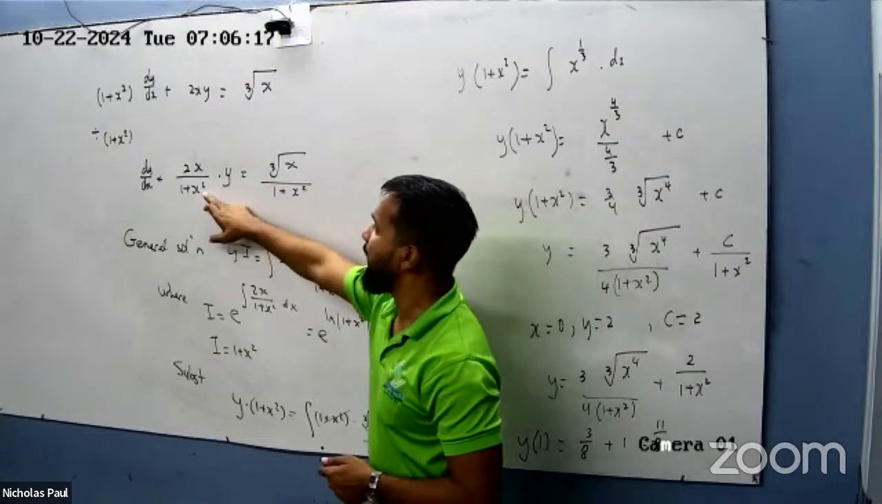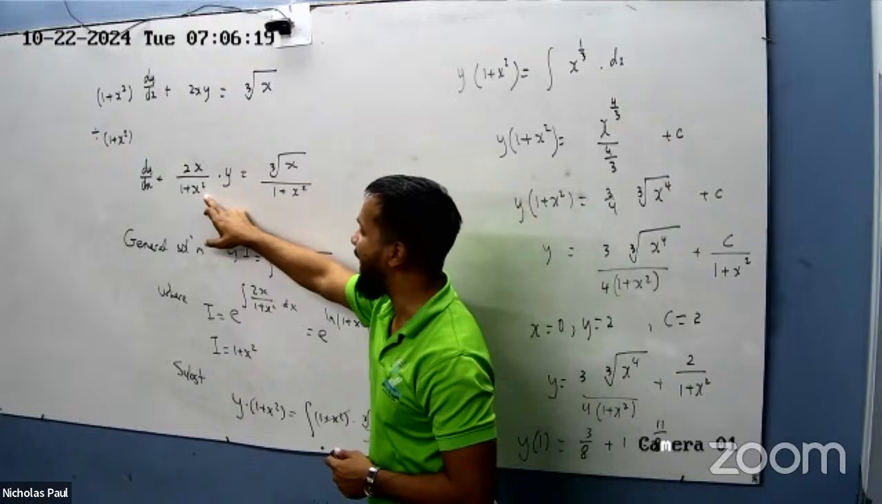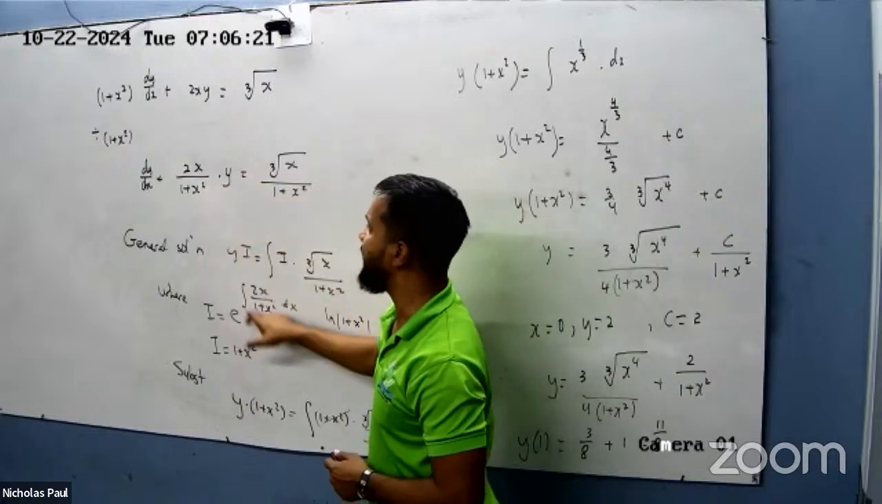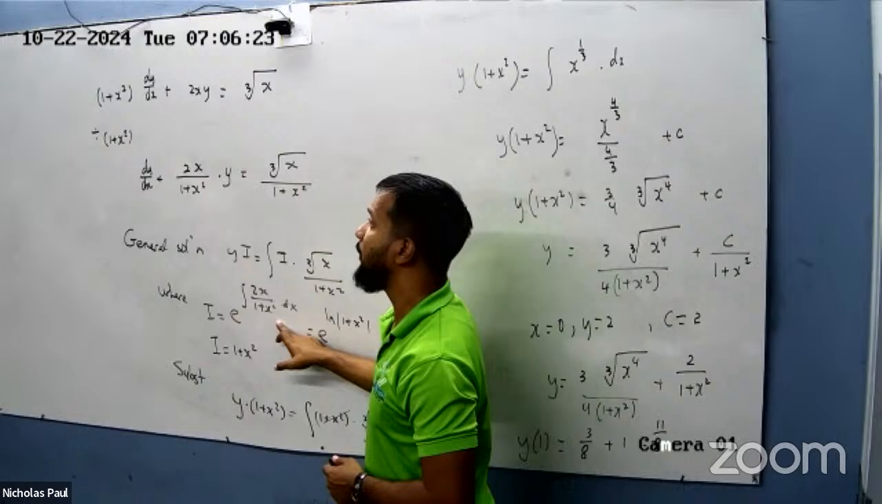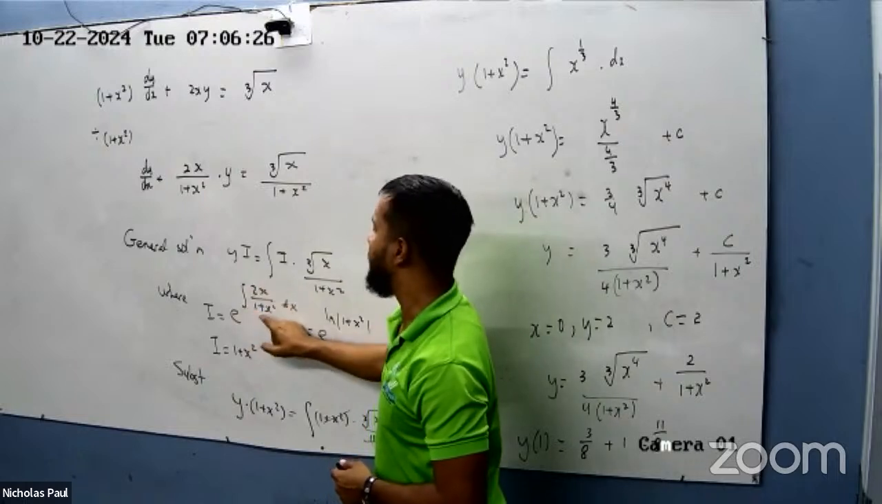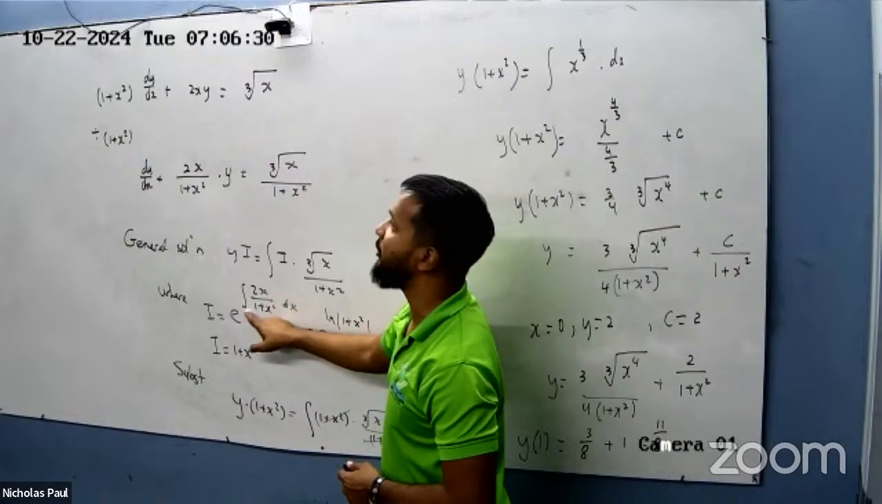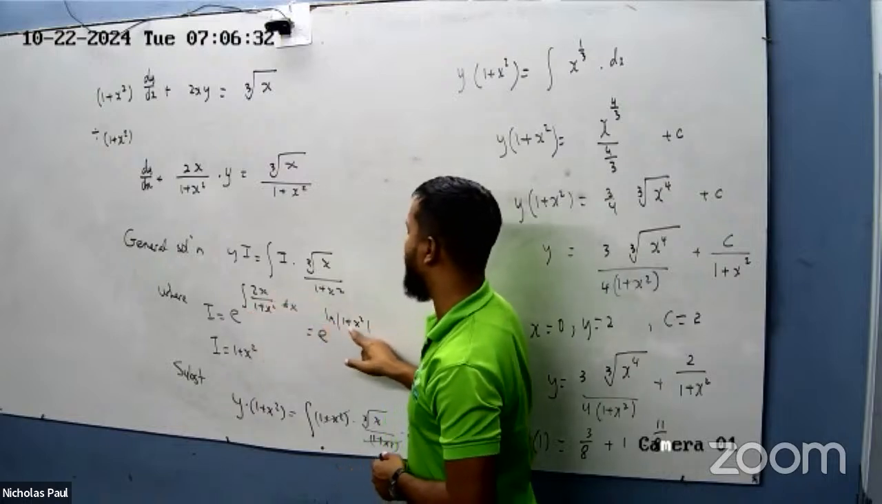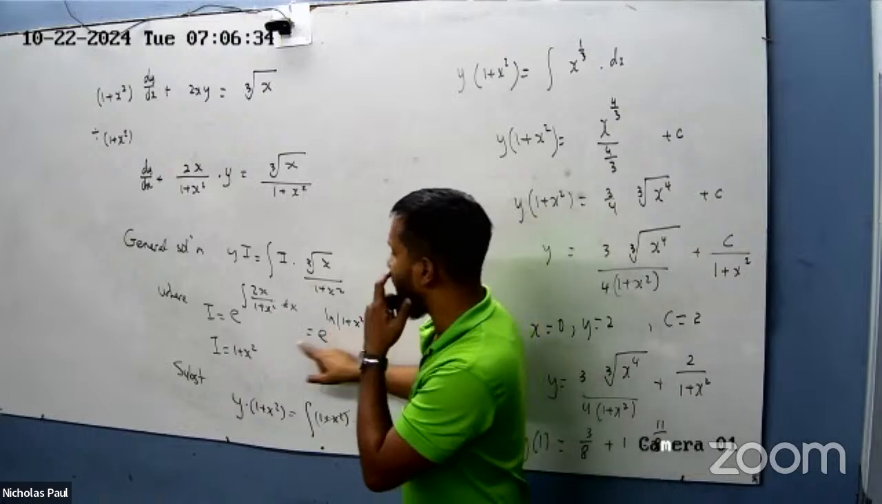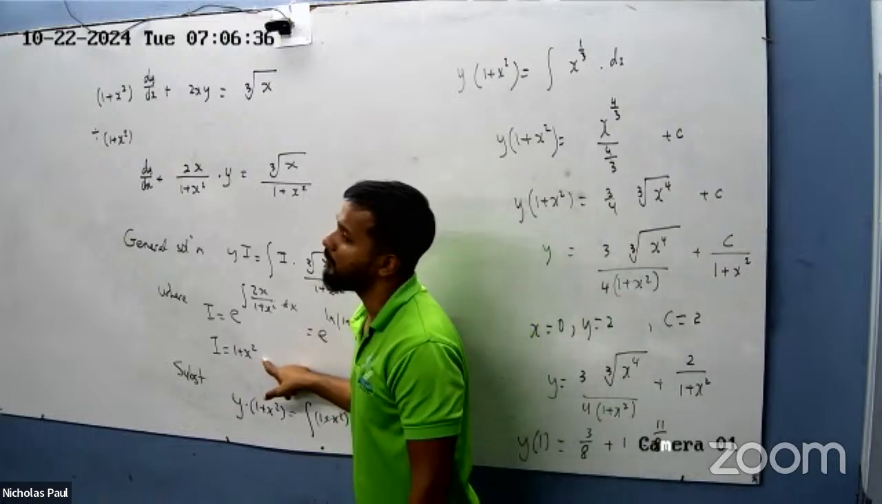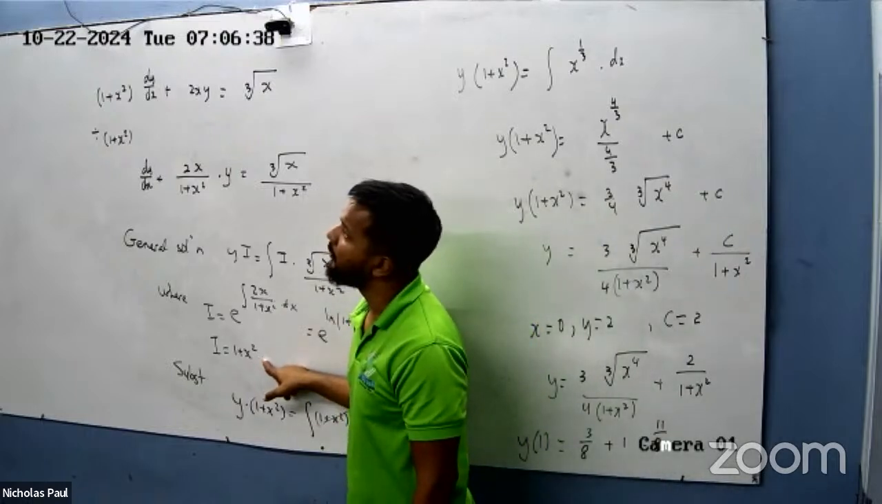Right? This here is going to help me find my I, which is e to the integral of this. The integral of this, differentiate the denominator and you'll get a numerator. So the integral of this is ln(1 plus x squared). e to the ln is 1 plus x squared. You okay with that?